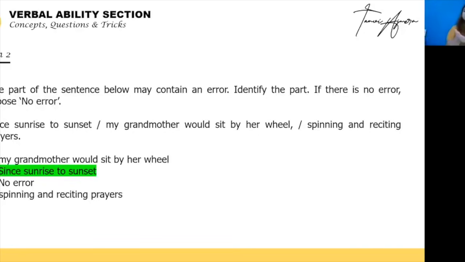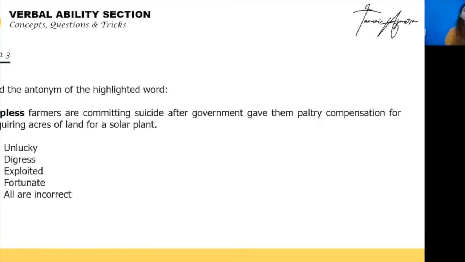Okay. The reason I was discussing this with you is also the fact that this same question could come to you in the fill in the blank manner, where in the answer options you may have a since or from both. So I hope now you're very, very clear with that concept of where to use since and where to use from. Find the antonym of the highlighted word. Okay. Hapless farmers are committing suicide after government gave them paltry compensation for acquiring acres of land for a solar plant, right?